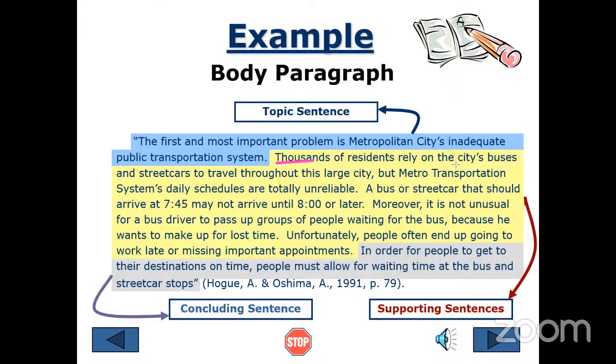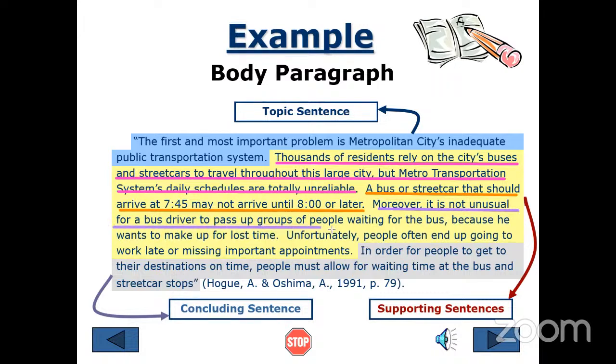Okay, so here you have your first supporting idea. It's everything until this part. So we're going to continue with supporting idea number 2: a bus or a streetcar that should arrive at 7:45 may not arrive until 8 or later. Moreover, we have supporting idea number 3: it is not unusual for a bus driver to pass up groups of people waiting for the bus because he wants to make up for lost time.